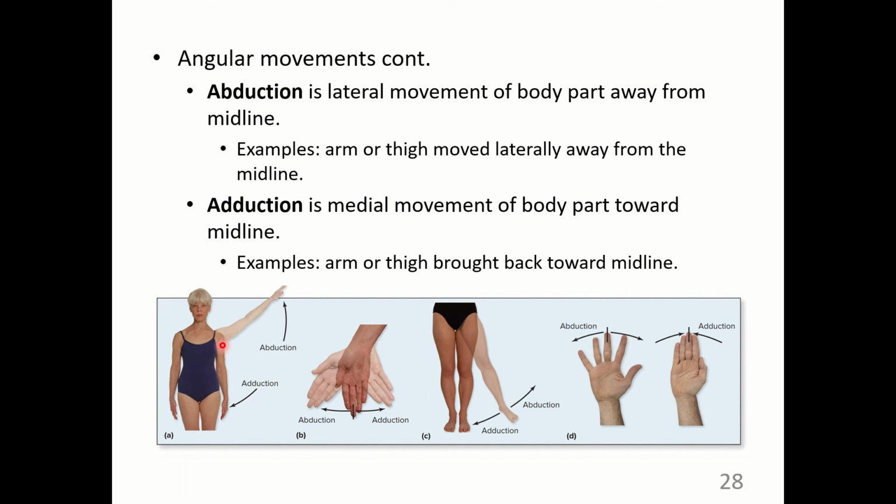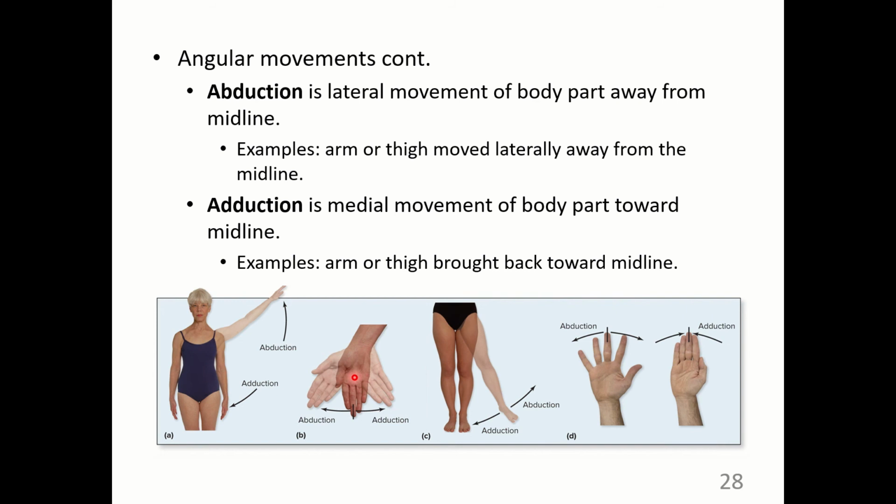This is the abduction of the arm. So she's lifting her arm laterally away from the midline of her body. We call those lateral lifts. And then adduction, she's adding her arm back towards the midline of her body. It's like drawing snow angels. This is the abduction and adduction of the wrist that I mentioned.